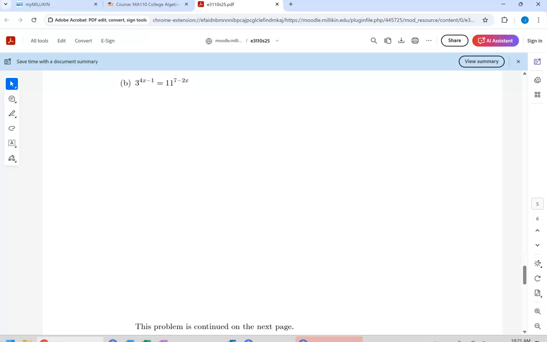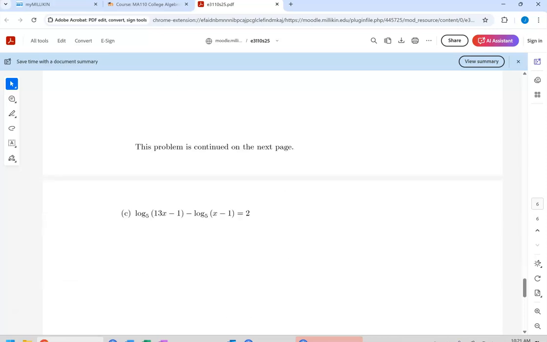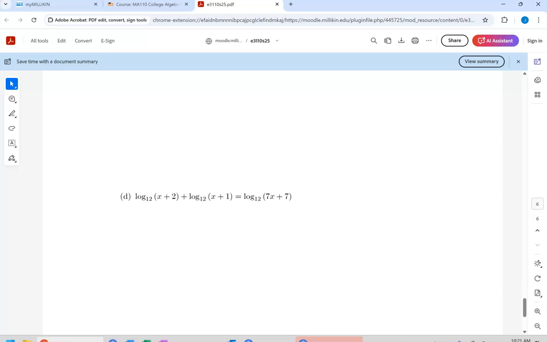If you can't get the same base, what's our big plan of attack to get those x's out of the exponent? Yeah, take a log, right? Take a log so you can bring them down. Take the log of both sides. And then the other ones were about using log properties, right? So in that one, you'd make a quotient because I've got a difference of the logs. And in the next one, you would make a product because you got a sum of the logs.